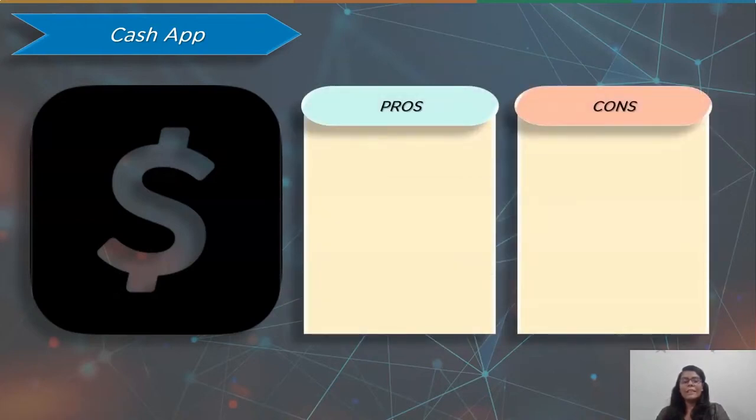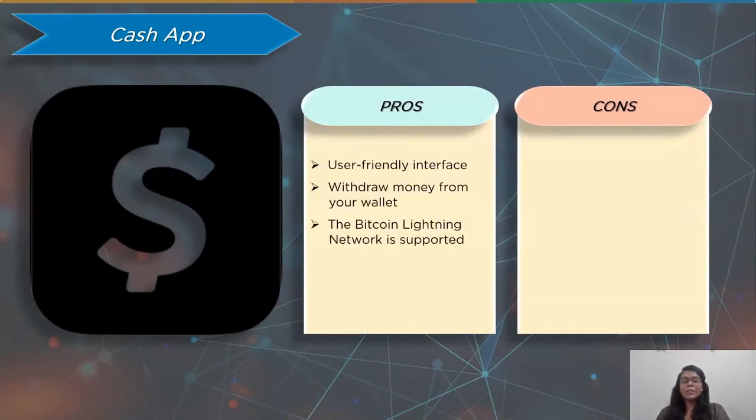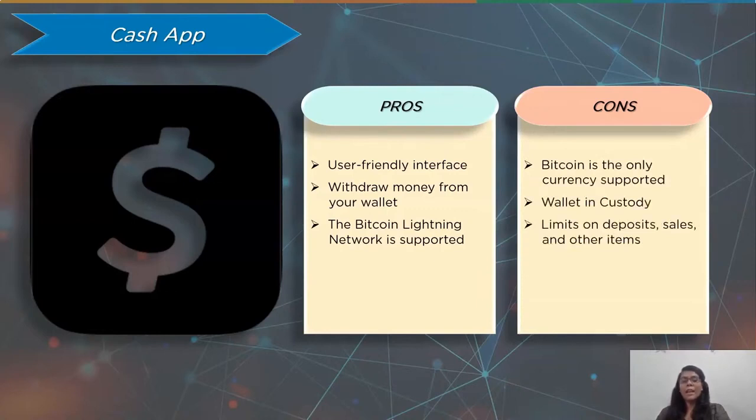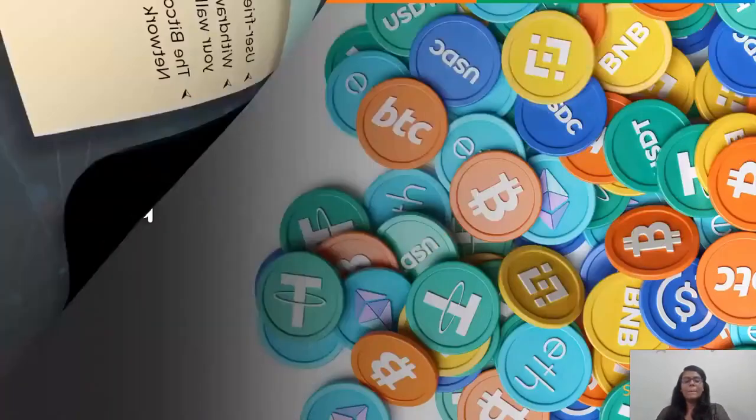Cash App provides an easy access UI and quick withdrawal from its wallets. Other than this, it also supports Bitcoin Lightning Network. It's a second-layer Bitcoin technology that employs micropayment channels to increase the blockchain's ability to perform transactions more quickly. Moving on to the cons, it only supports Bitcoin. The wallet is always custodial and it has limits on everything, be it deposits, sales, and other items. So now we have reached the last crypto trading platform in our list, which is Bisq.